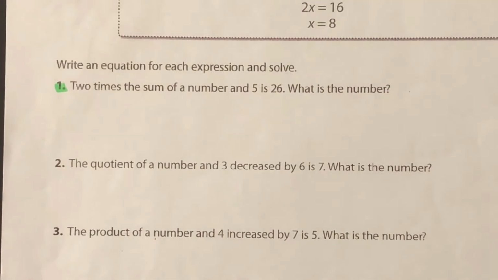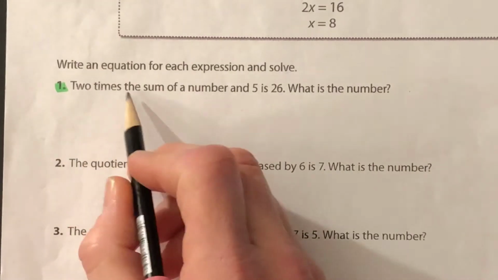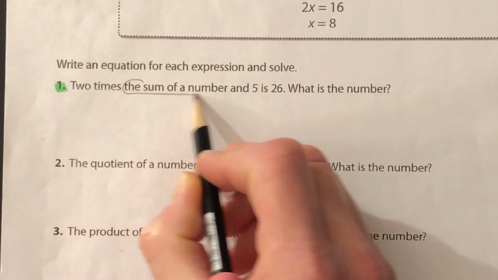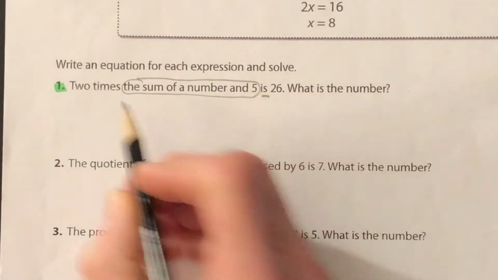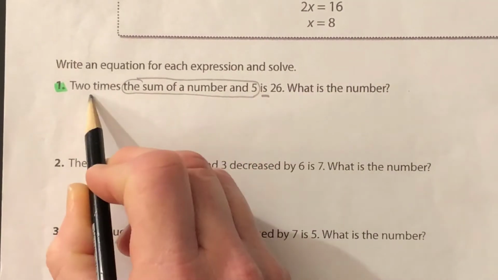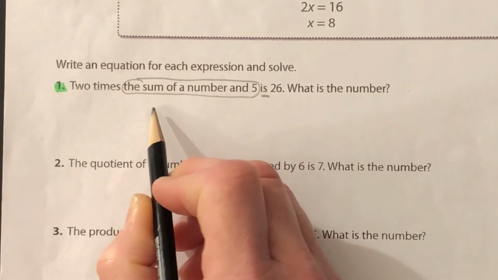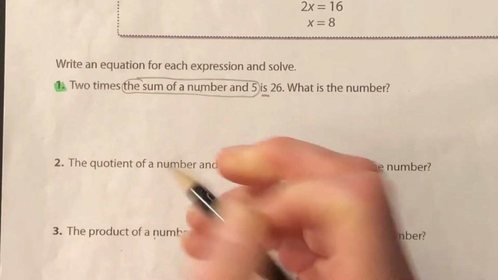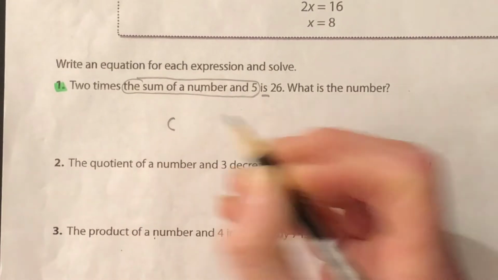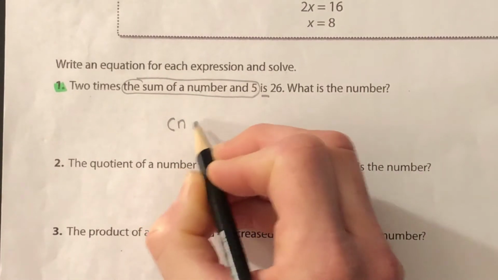2 times the sum of a number and 5 is 26. What is the number? 2 times the sum is. So we're going to multiply 2 times the sum. Remember, sum means the answer of addition. That means we've got to find the answer first. Therefore, first thing we're going to do is add a number and 5.